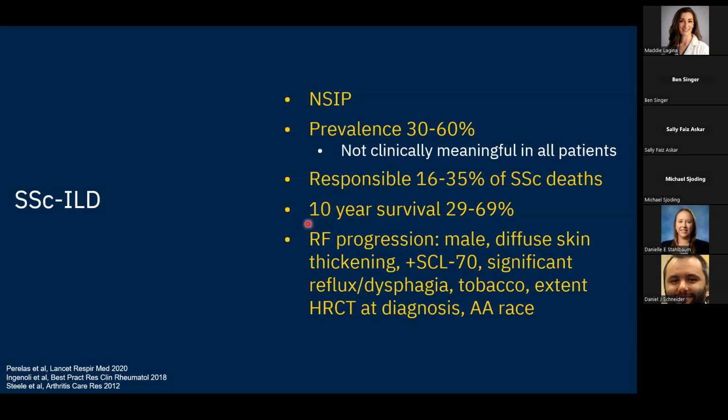Risk factors for ILD include being male, really diffuse skin disease, that positive SCL70 antibody, significant reflux or dysphagia, probably due to microaspiration and causing additional damage to the lung, smoking, extent of disease at diagnosis, and then African Americans tend to have worse lung disease.